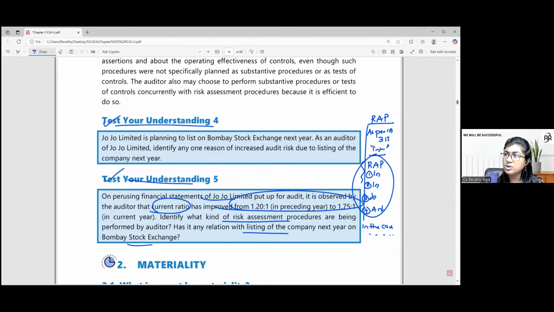So what will be your conclusion? There is a possibility that to obtain good response, they would have shown what? Improved current ratio. Maybe current ratio is manipulated. Are you clear with this?